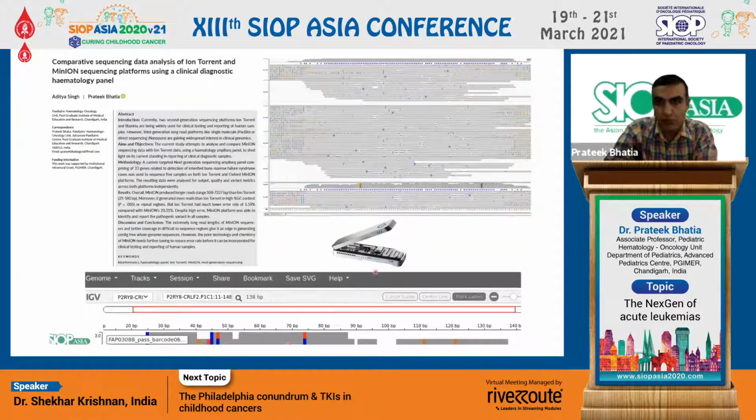We have also been fascinated by long read sequencing in B-ALL subtypes. We have used MinION for detecting RNA fusions and other things, but it currently has a high error rate of around 20%. This was one case of iAMP21 where we could detect CRLF2-P2RY8 by long read sequencing.